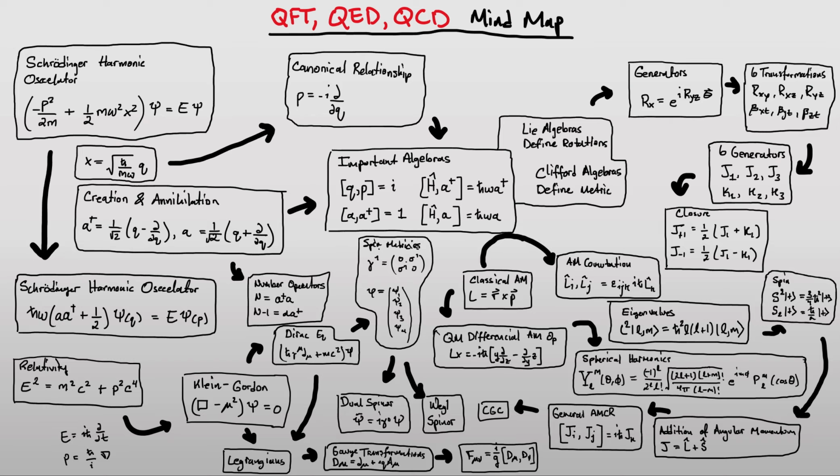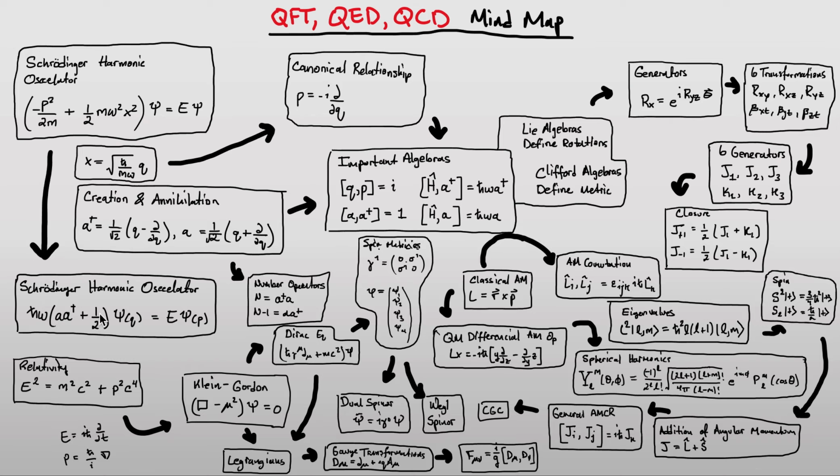But what we have here is we've started off with the Schrodinger harmonic oscillator, right? And we did this reparametrization, and we defined our creation and annihilation operators. And from all this, we came to our Schrodinger harmonic oscillator in this form, right? And then we briefly talked about number operators.